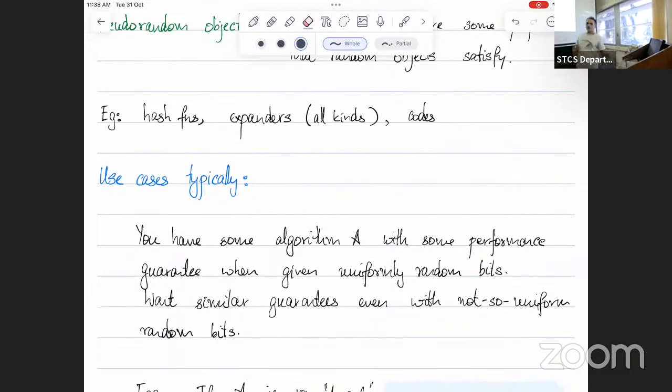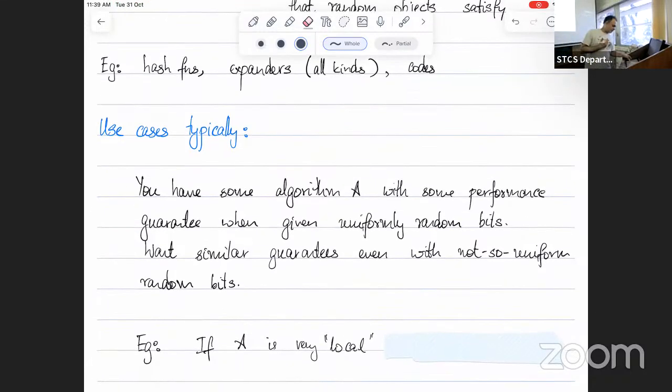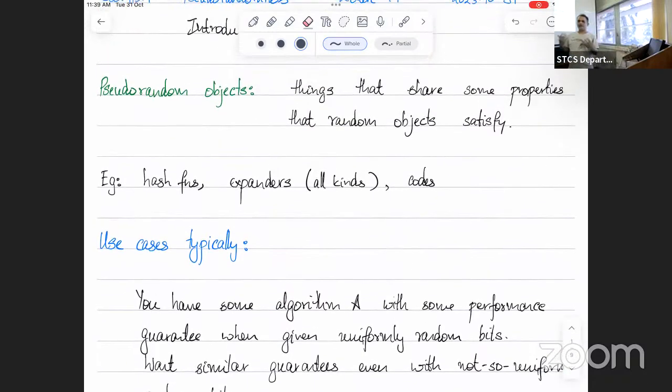So a use case typically for when you want to use a PRG is something like this. You have some algorithm A, some randomized algorithm, which seems to be using some random bits. And you have some performance guarantee if this algorithm is given completely pure random bits. What we would like is similar guarantees without the use of randomness, or maybe with using less randomness. So that's what we would like to achieve. And it really depends on what type of an algorithm you're dealing with.